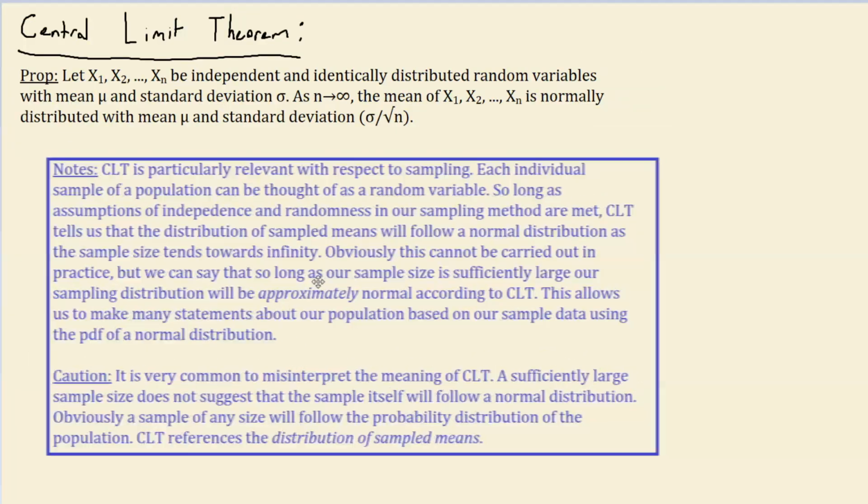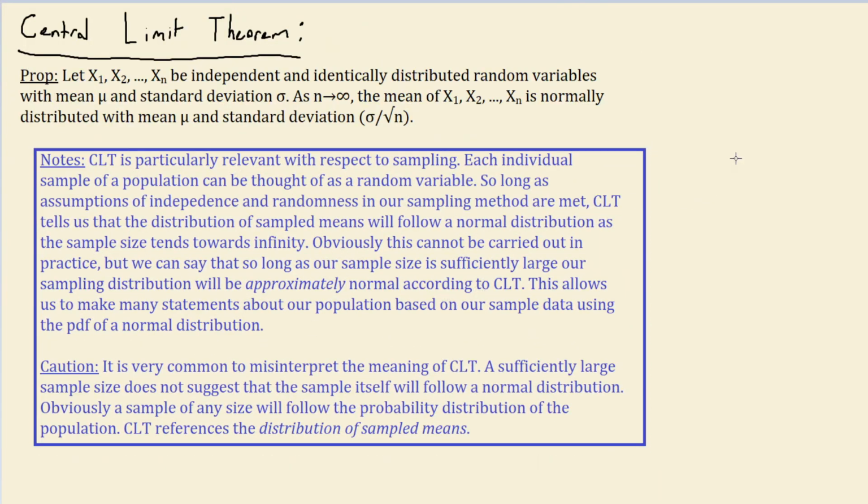I have some notes here. So the first paragraph just tells us exactly what I just said. But one of the things that's very important to keep in mind is that obviously you can't have an infinite sample size. Although that can't be carried out to fruition according to the Central Limit Theorem directly, you could imagine that at some point there will be some sample size that's sufficiently large for us to at least say that our distribution of sampled means will be approximately normal.